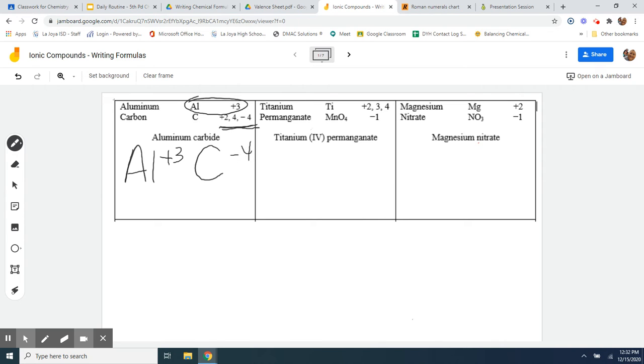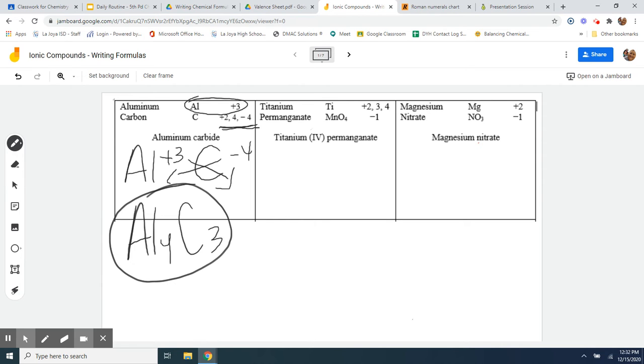That's why I wanted to talk about this example. So we continue, right? We cross them down because they don't cancel. And I end up with Al4C3. And I'm done.